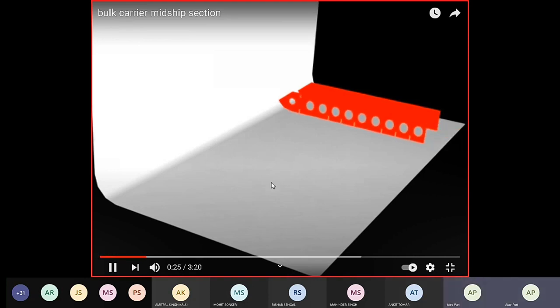Now this is your solid plate floor, but this is non-watertight. Here you have lightening holes for reducing the lightship weight of the ship. Then you have manholes which are elliptical.